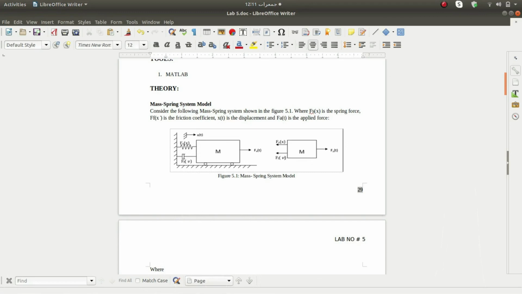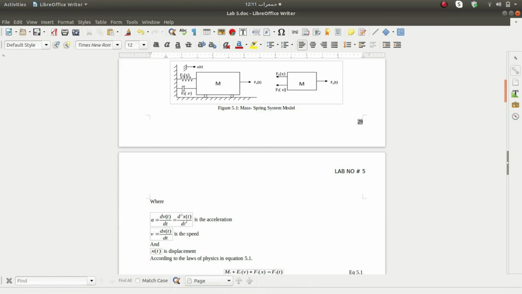There are two external forces that act upon this mass, and these forces are the spring force and the frictional force. As you can see, the direction of these forces is opposite, because we are pulling the mass in this direction, so spring and friction force will try to pull the mass in the other direction. I hope the scenario of this figure is clear to you all. Now we have to derive its mathematical model and then solve it in MATLAB.